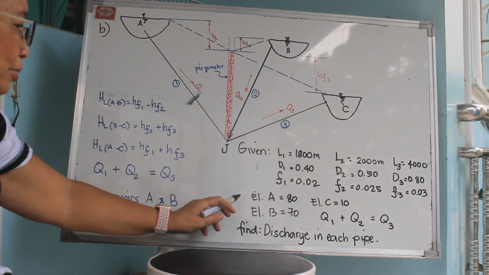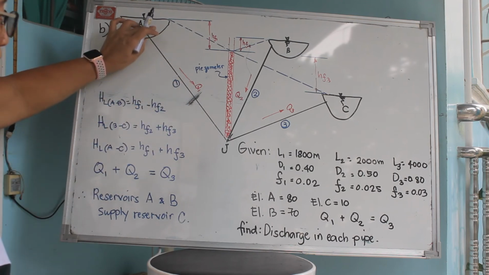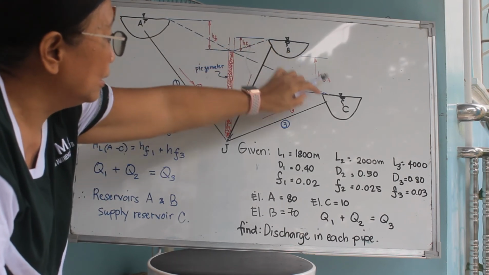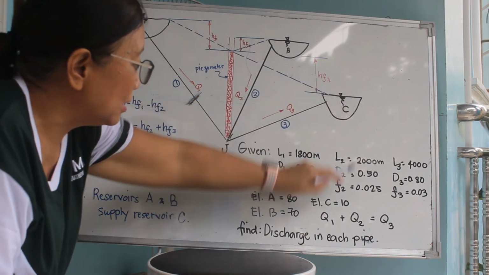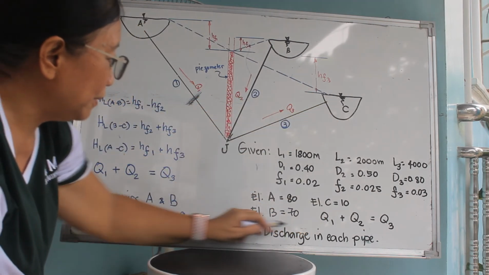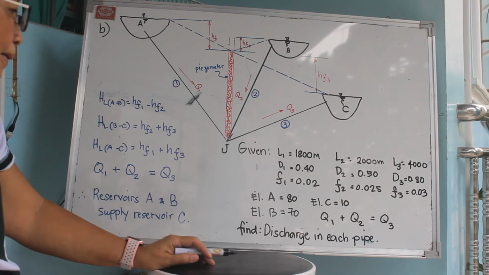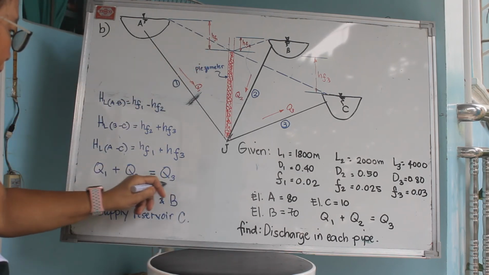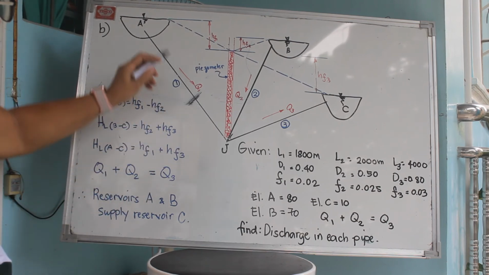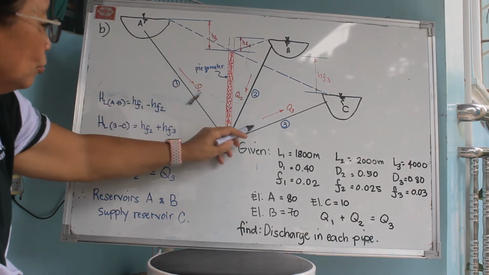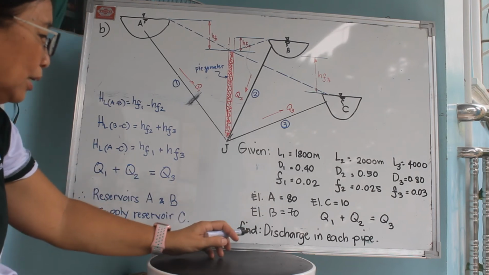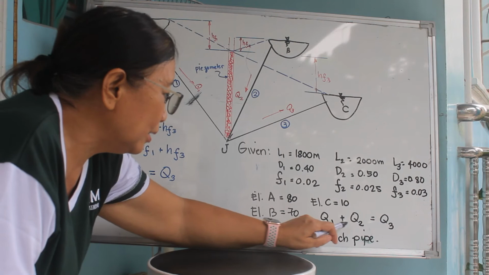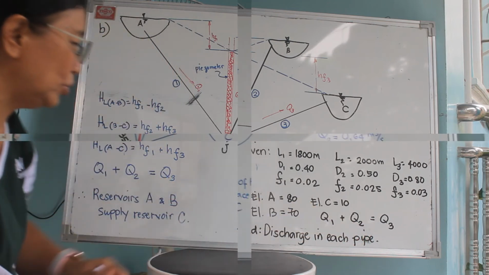Now, the elevation of the water surface of A is 80. Elevation ng water surface at B is 70. Elevation ng water surface at C is 10. So, given lahat. So, kamukha lang din ito. So, ito yung gagamitin nating equation, that Q1 plus Q2 is equal to Q3. So, how much is Q1 and Q2 and what is the total discharge?